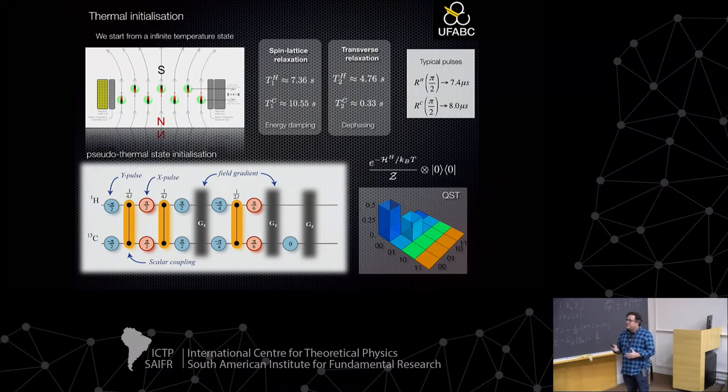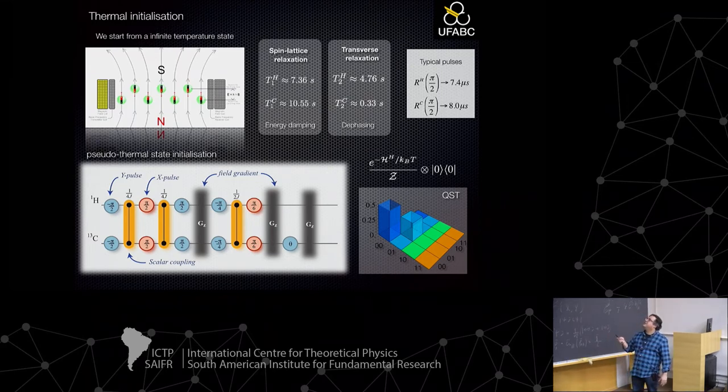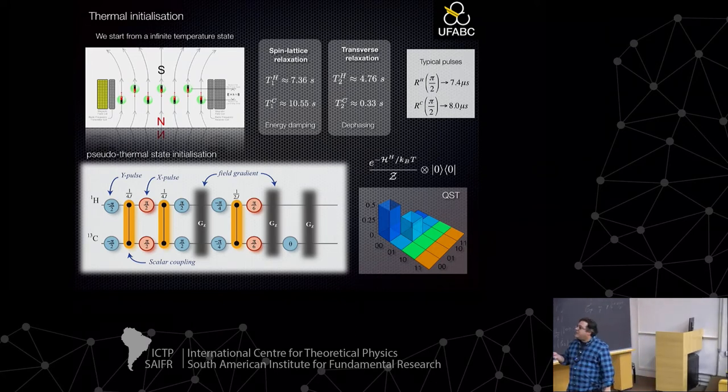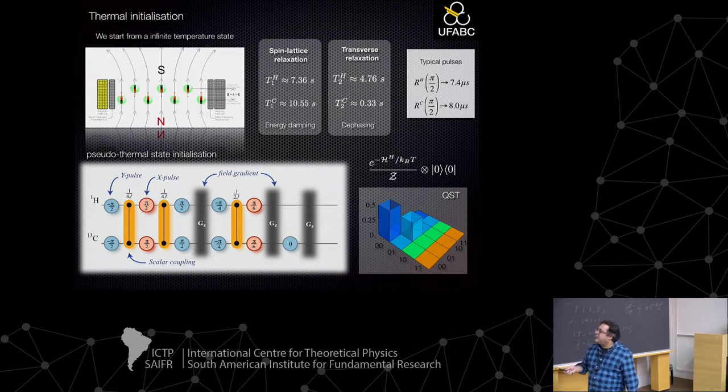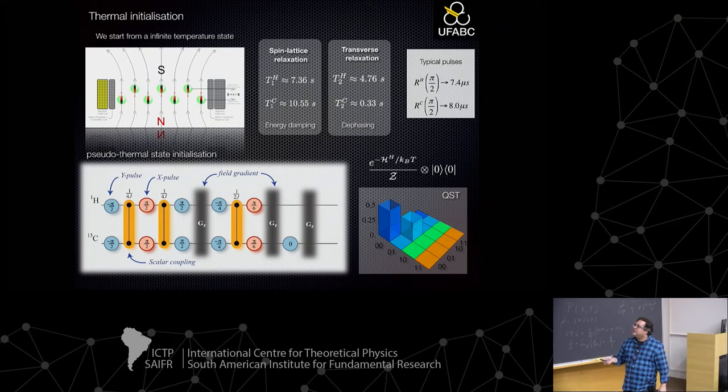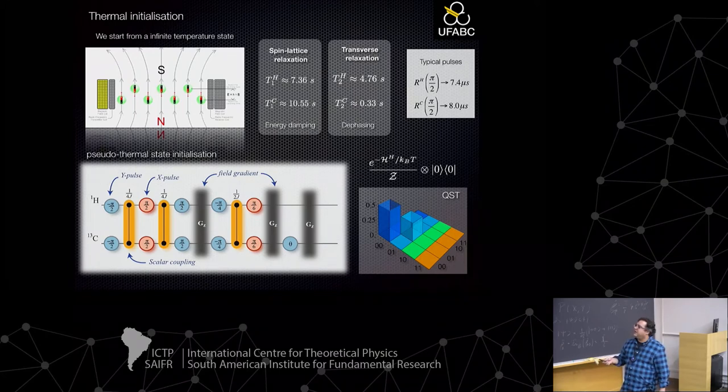The time interval it takes to perform a pi over two rotation, for example, if I want to rotate a qubit from the sigma z eigenstate to a sigma x eigenstate, takes 7 or 8 microseconds, 10 to the minus 6 seconds. So I can perform a lot of unitary operations before the system loses coherence. I can prepare initial states, and in this diagram I represent rotations. Actually, this is a modulated radio frequency pulse that will implement a rotation in one of the nuclei. In the Y direction I represent it as blue, in the X direction as red.